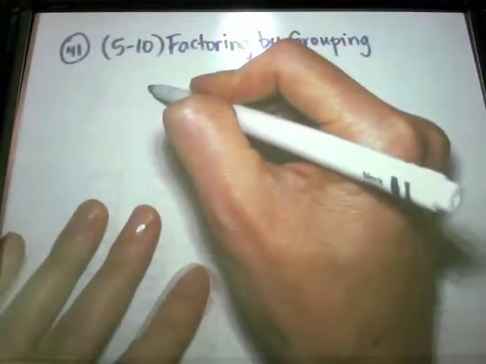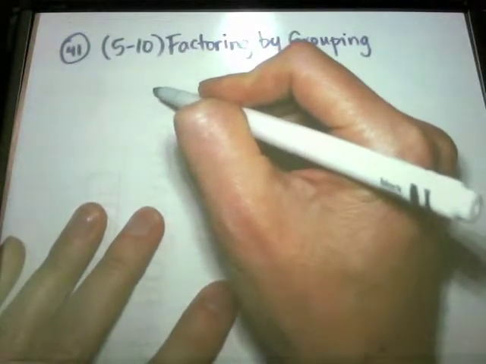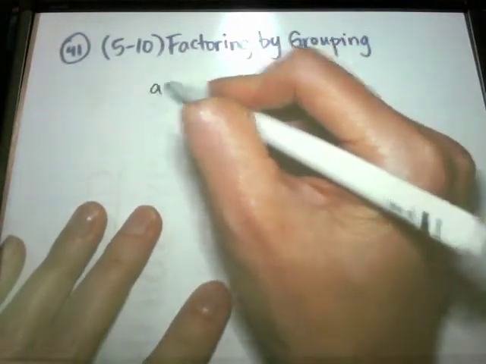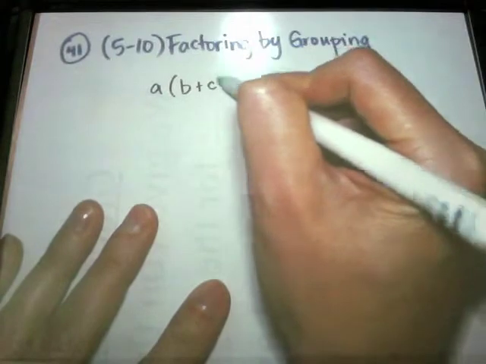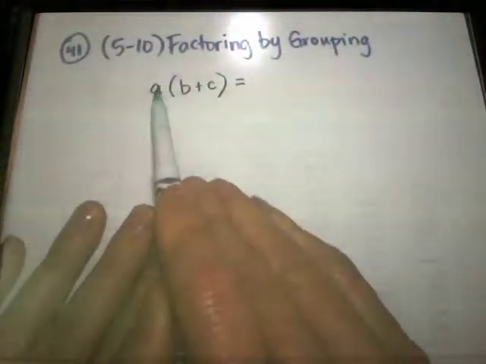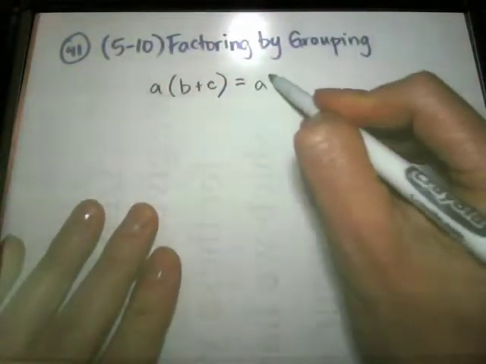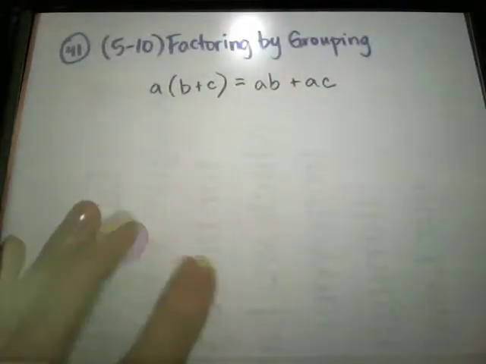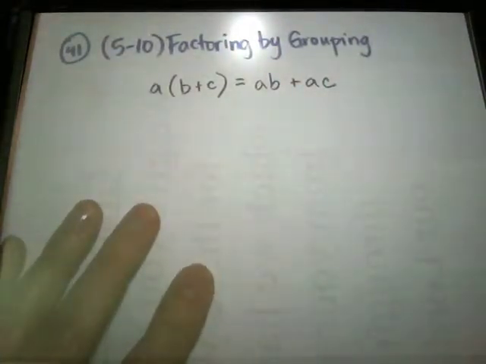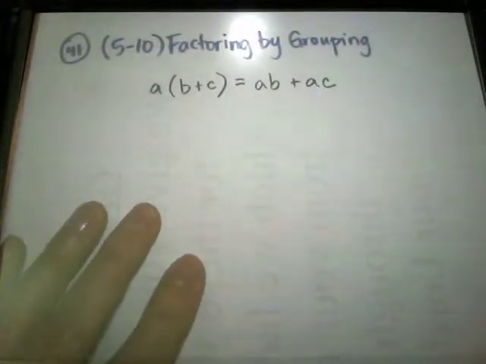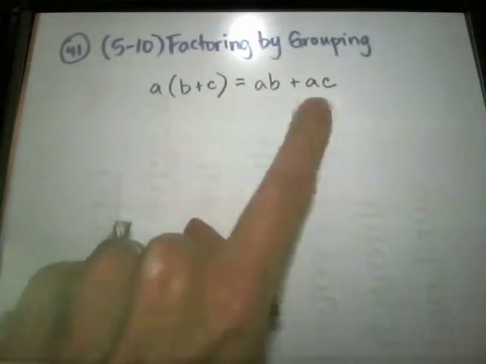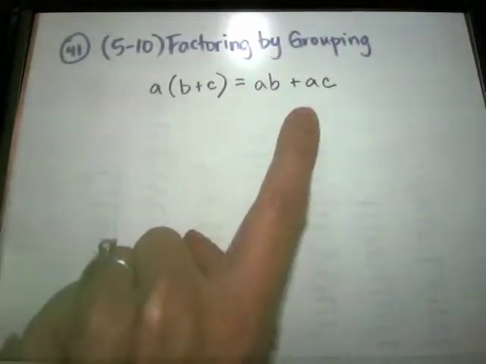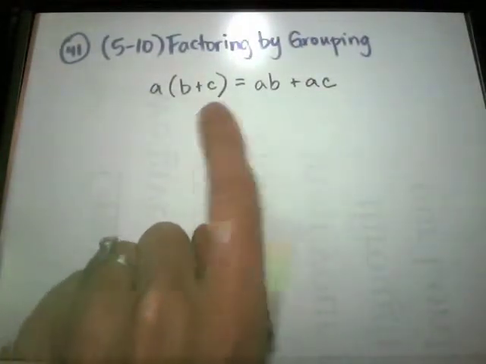If I had, for example, just this very basic review of the distributive property, right? I could take something, multiply it times both of these, multiply the A times the B, multiply the A times the C, and I could rewrite it this way. However, this is a simple version.